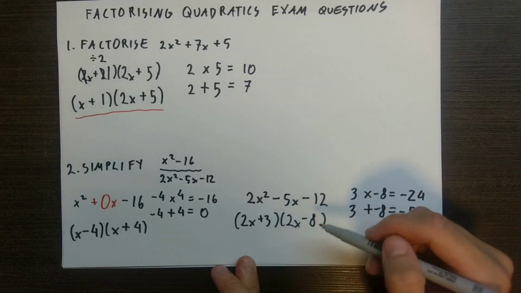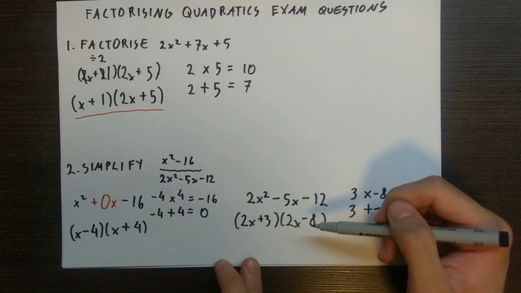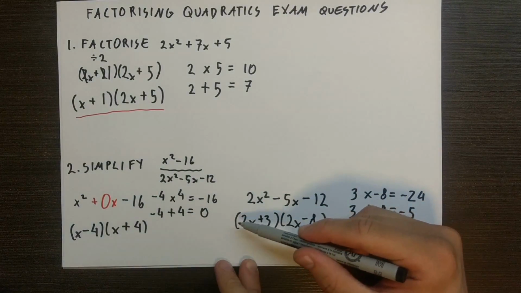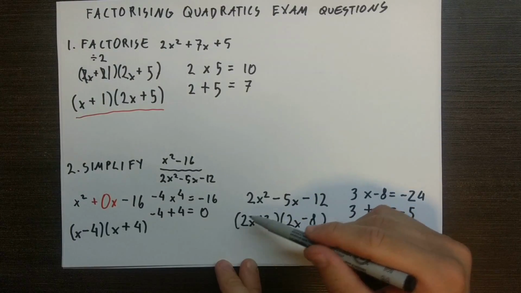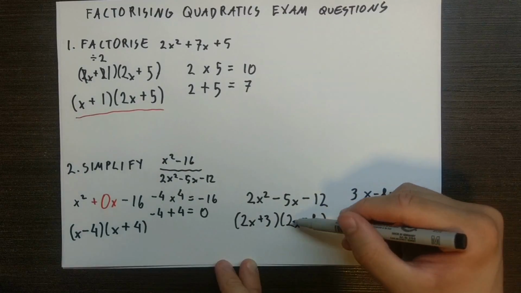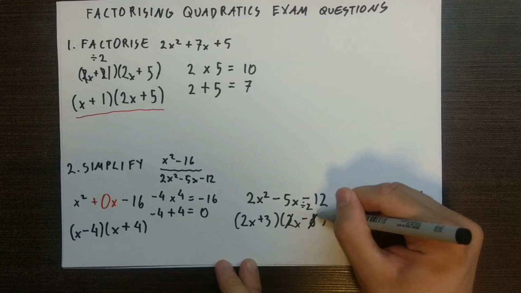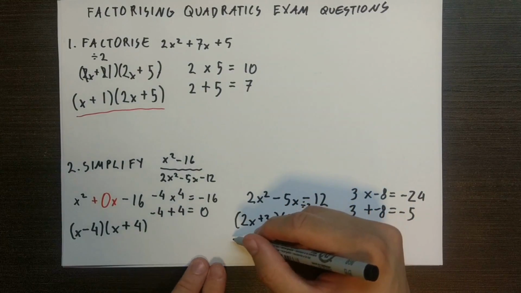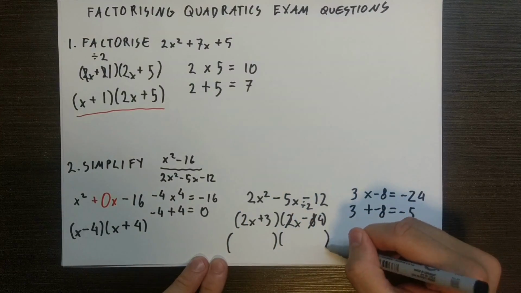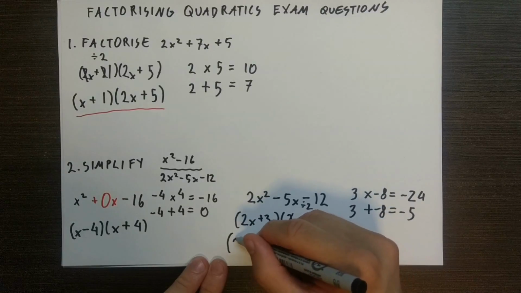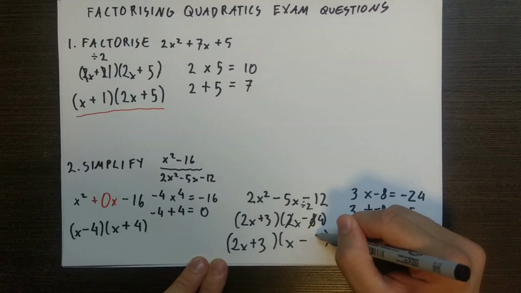Now we need to shorten one of these brackets in order to get rid of one of those two x's. Can we shorten this one? No, we can't, because there is no usable common factor that we can use. However, here we can do this. We can divide this by 2. So we get x and we get negative 4. So our final part of this expression will be looking something like this: 2x plus 3 and x minus 4.